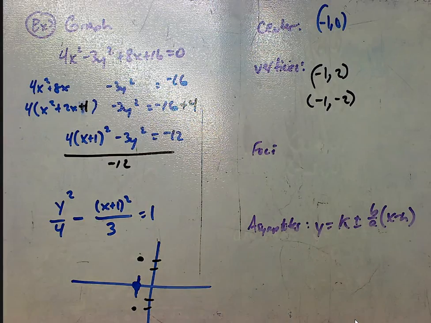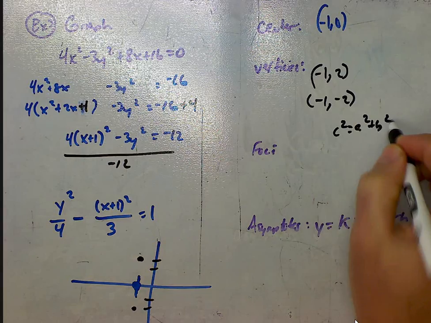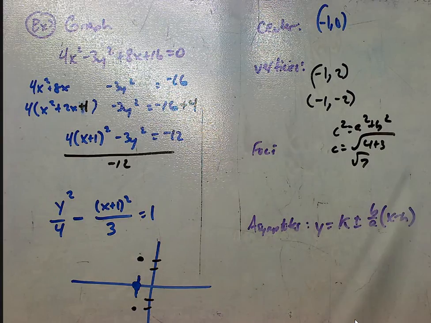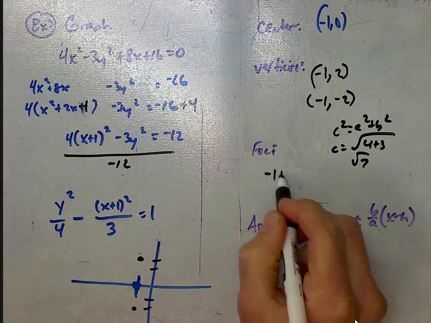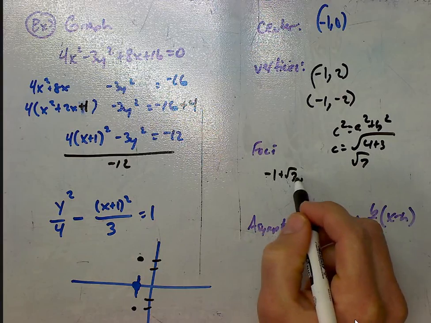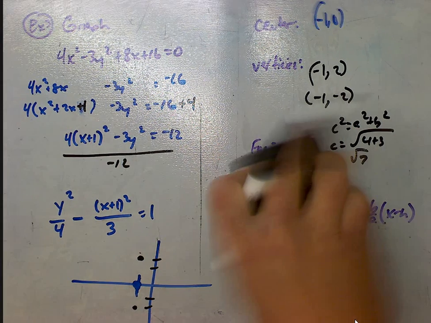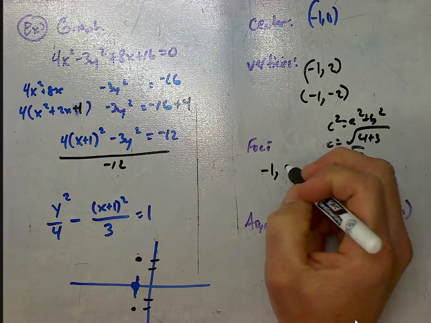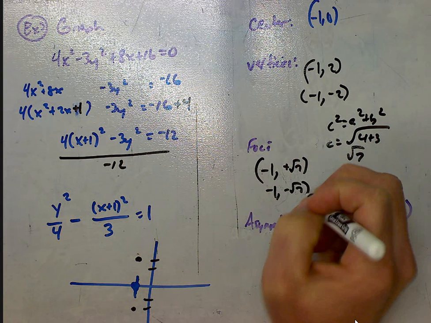For foci, use c squared equals a squared plus b squared. So c equals the square root of 4 plus 3, which is the square root of 7. So that's going to be negative 1 plus the square root of 7, comma. Let's do that again. X coordinate is going to be negative 1. Then since my center is 0, it's going to be 0 plus the square root of 7 and negative 1 comma negative square root of 7. Those are going to be the two foci.